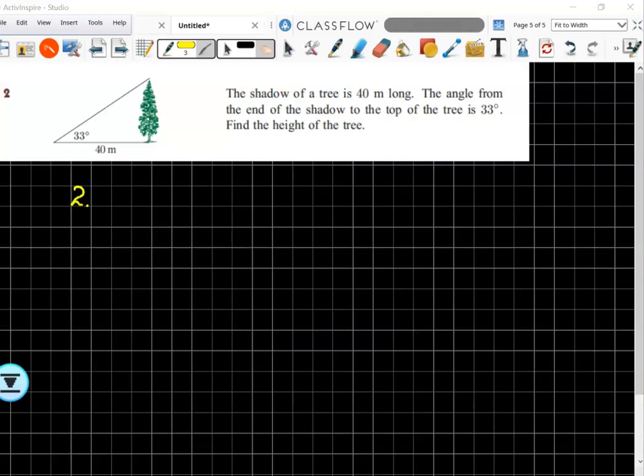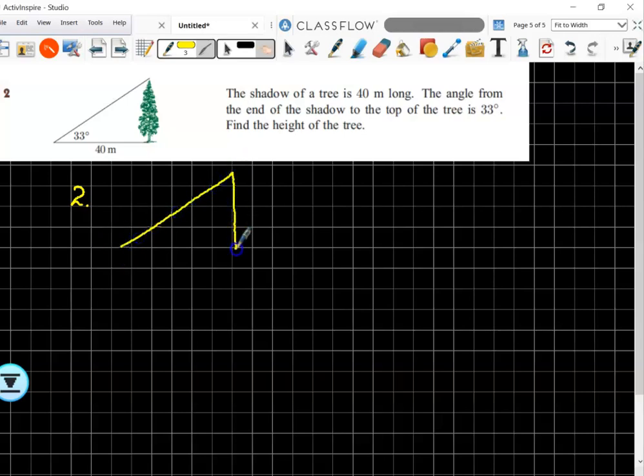Okay, this one is saying the shadow of a tree, but really that's what we did when we went outside. We didn't measure the shadow, but we measured the distance that we were standing away from it. The shadow of a tree is 40 metres long. The angle from the end of the shadow to the top of the tree, so they could have reworded that and said the angle of elevation is 33.